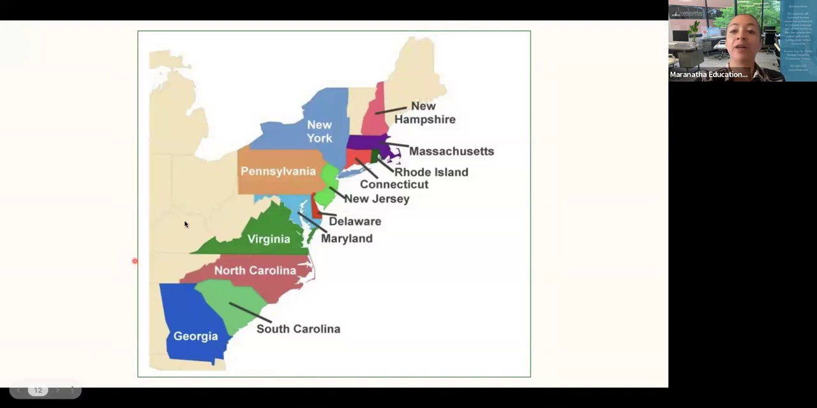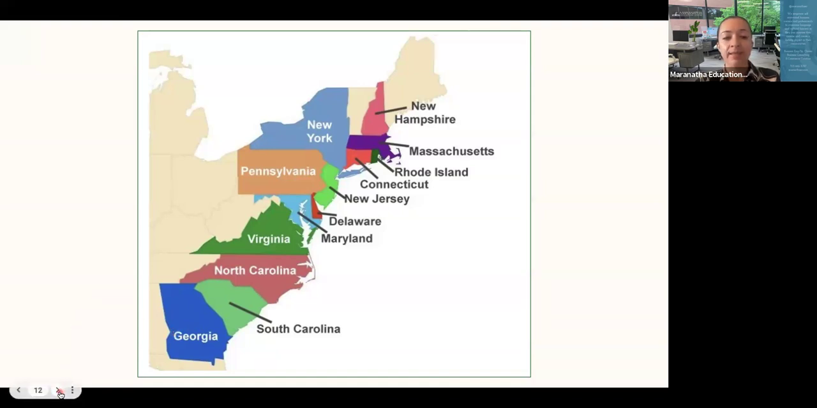These are the original states that were the United States during independence. These states are New Hampshire, Massachusetts, Rhode Island, Connecticut, New York, New Jersey, Pennsylvania, Delaware, Maryland, Virginia, North Carolina, South Carolina, and Georgia.